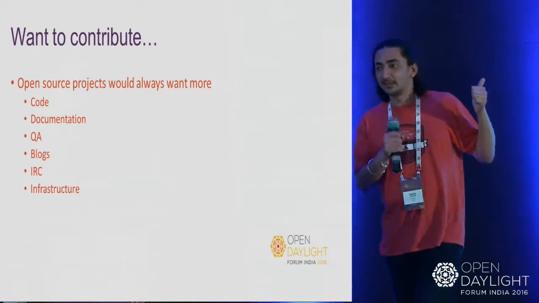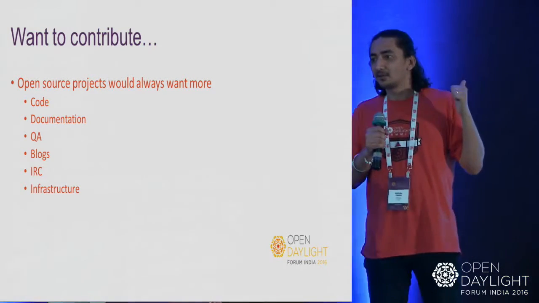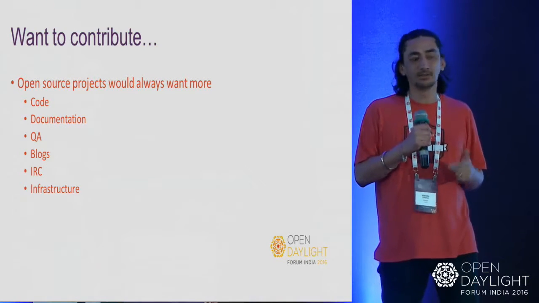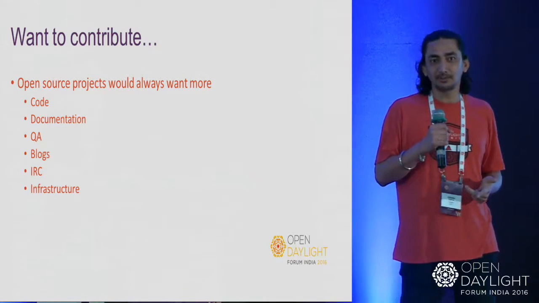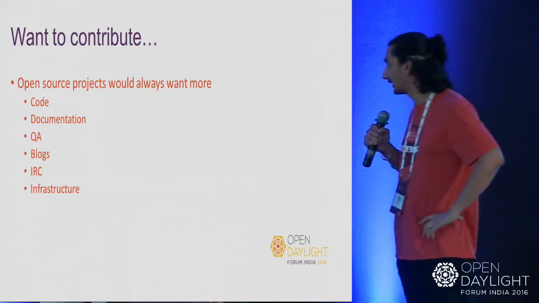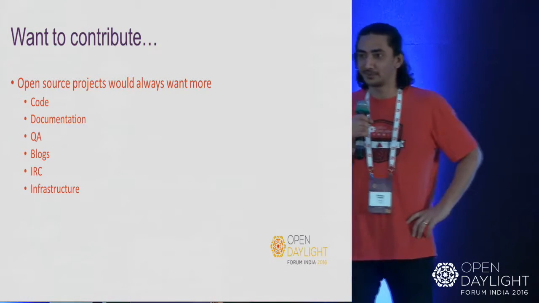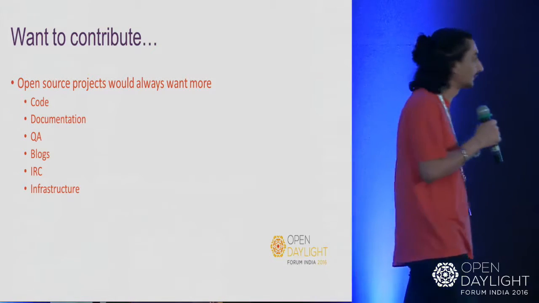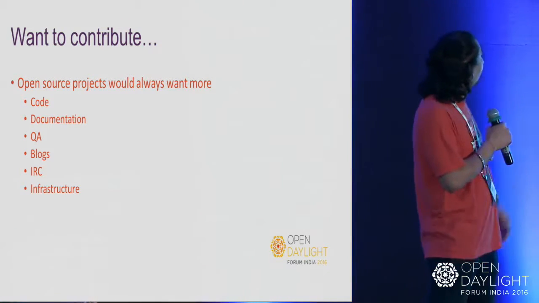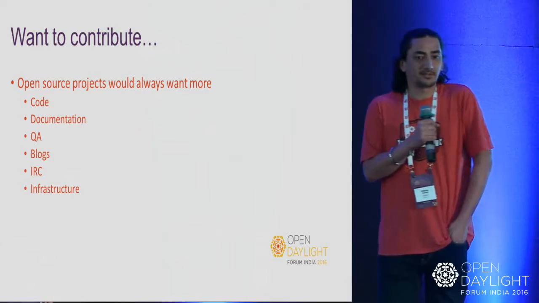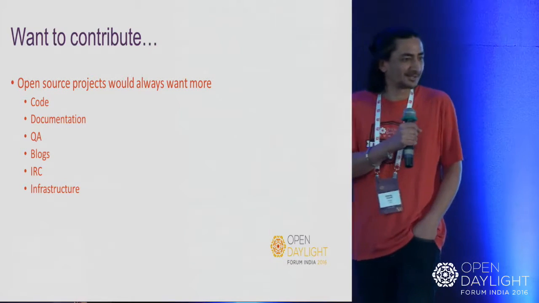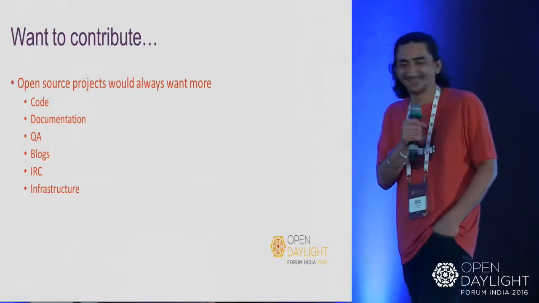Then comes IRC. I'm trying to do something, it is not working. Go to the IRC channel, talk to the person, hey, I'm facing this issue. Someone would always be there to help you, though not so true in OpenDaylight. But in most open source communities, yes, someone will always be there to help you and respond to you within a few minutes. And we will always want more infrastructure. Maybe Anil might be able to talk much more about that. But let's not go into that, it's a long story of its own.